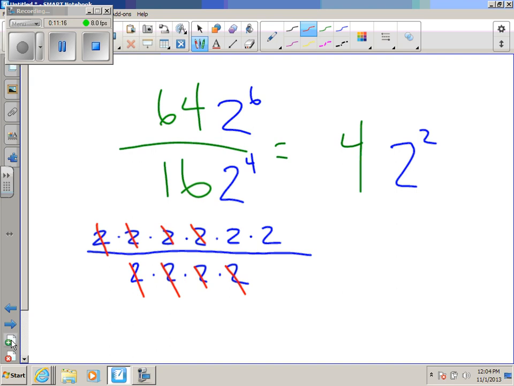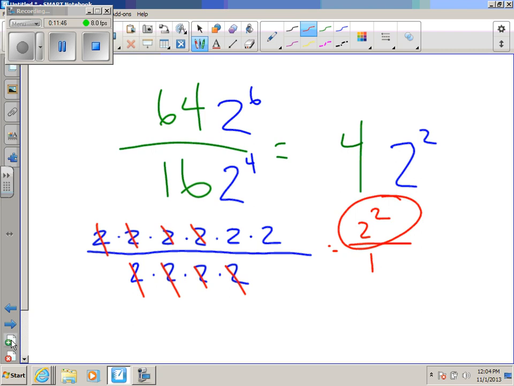And are they on the top or are they on the bottom? This is important. They're on the top, which means I have 2 squared on the top, and what's on the bottom? Careful. 1. I don't need to write the 1, because we still ended up with 2 squared.